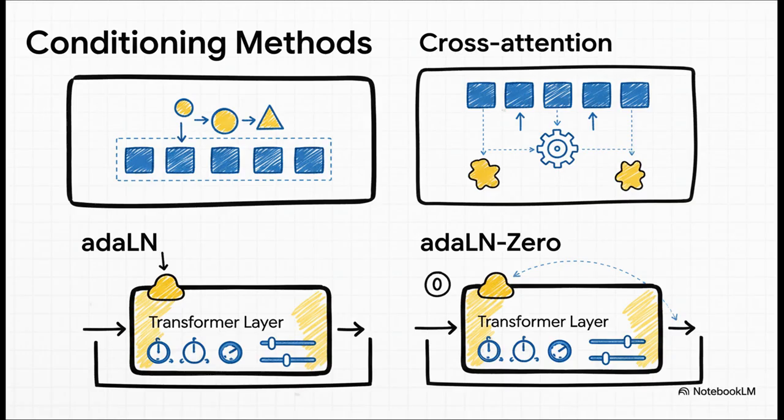Here, you use the conditioning info to control the scale and shift parameters inside the layer norm layers throughout the network. And finally, they tried a little tweak on that called ADA-LN0, which just initializes the blocks so they start out as identity functions, a neat trick to help with training deep models.